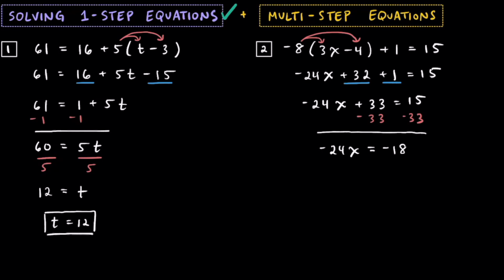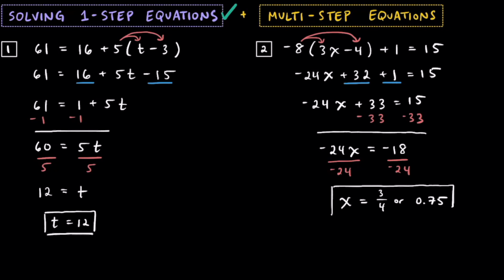Okay, and then finally, divide both sides by negative 24. A negative divided by negative is a positive, and we can go ahead and simplify this fraction. 18 over 24 is going to be 3/4. So you can either say it's equal to 3/4 as a fraction, or you can say 0.75, or 75 hundredths, if you want to write the decimal instead. All right, so there would be our solution there.